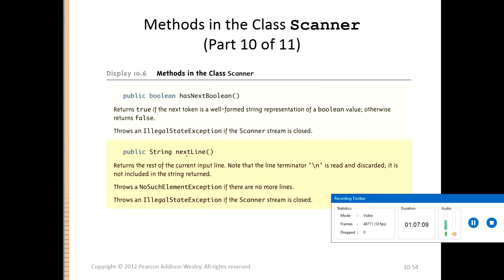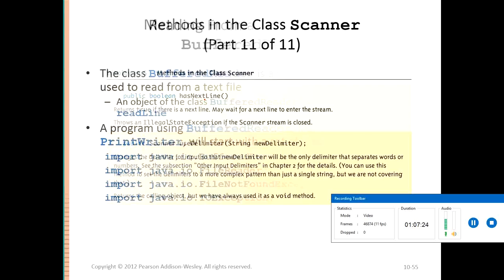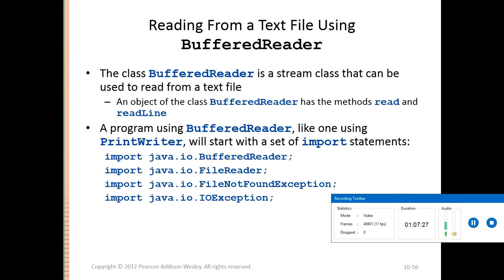Yes, String nextLine will be used, which returns the rest of the current input line. So the newline character is also read and discarded. hasNextLine returns true if there is a next line to be read. The useDelimiter method, we are not going to use it.